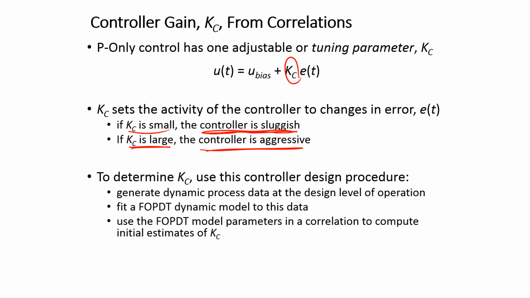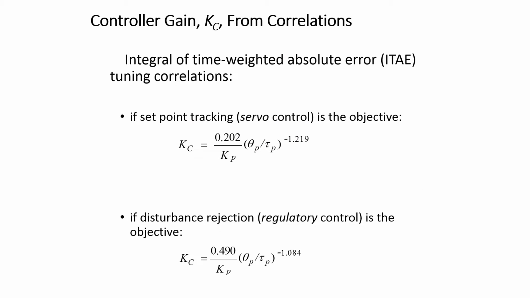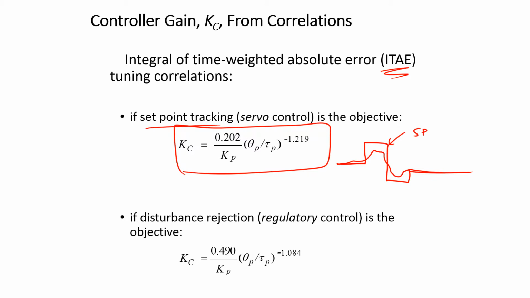Okay, so one way to obtain a good starting value is to obtain a first order plus dead time model and then have that guide the selection of Kc. So some of these, for example, ITAE controllers. If you're doing set point tracking, if you know your set point is going to change a lot, so that might be your process variable and your set point, then you may want to use this correlation to give you a good value of Kc based on Kp, Theta p, and Tau p.